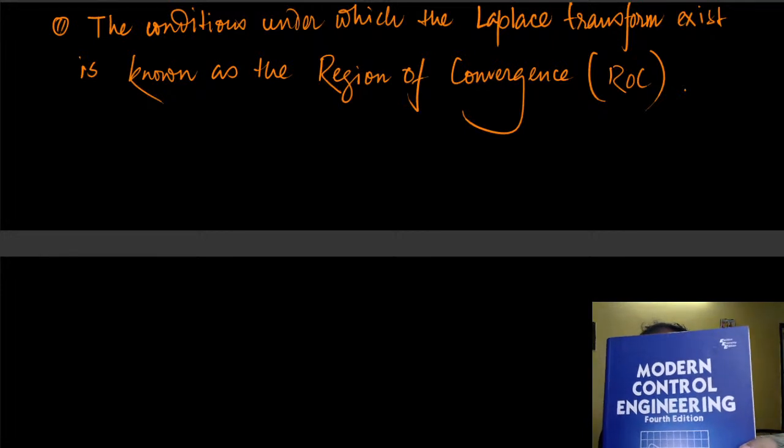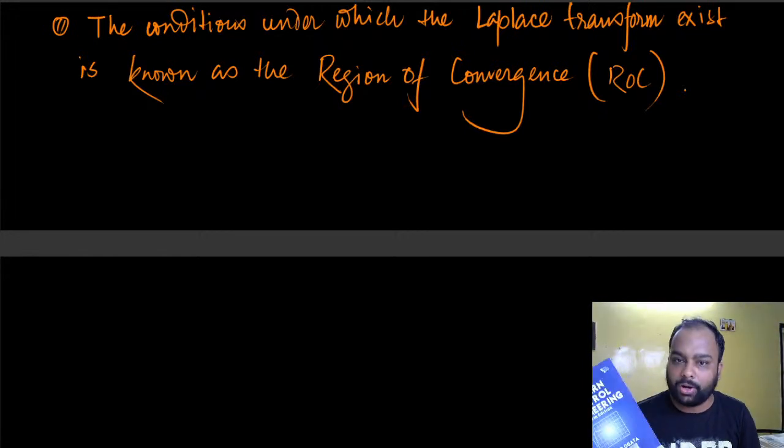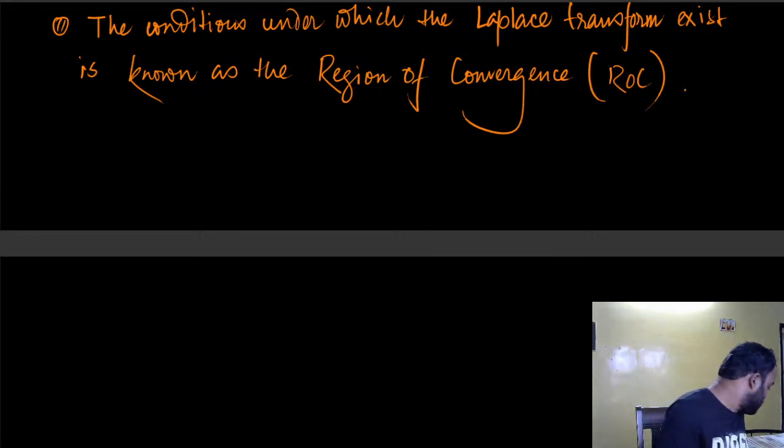This is the de facto standard book on control systems. This is the book by Ogata, right? And again, here also, if you look at the chapter on the discussion of Laplace transform, you will see they do not consider the region of convergence. They do not talk about the region of convergence, right?